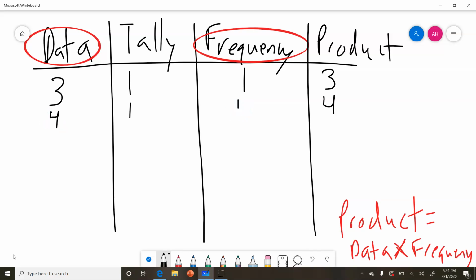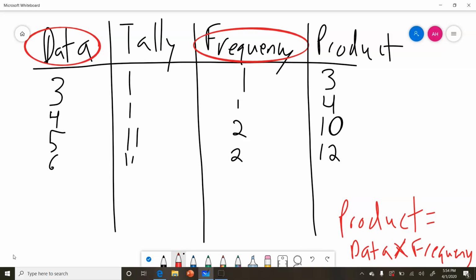Next on the list, there was a 5. How many 5s were there? There were 2 tally marks, so the frequency is 2. Now when I multiply, 5 times 2 is 10. Now I get down to 6. There are also 2 6s, and so I again do that. 6 times 2 is 12. Does everybody see that? 6 times 2 equals 12.